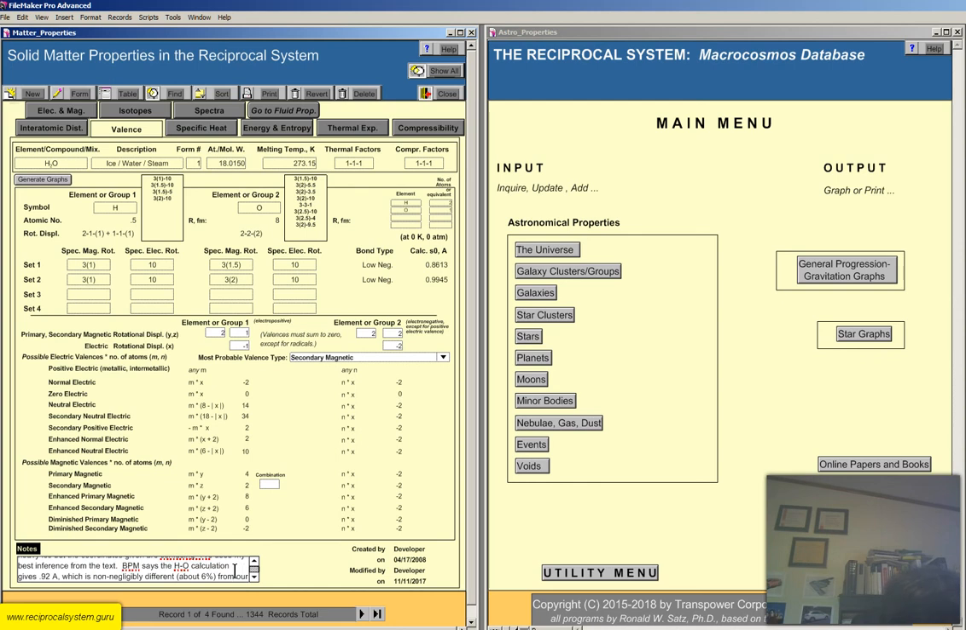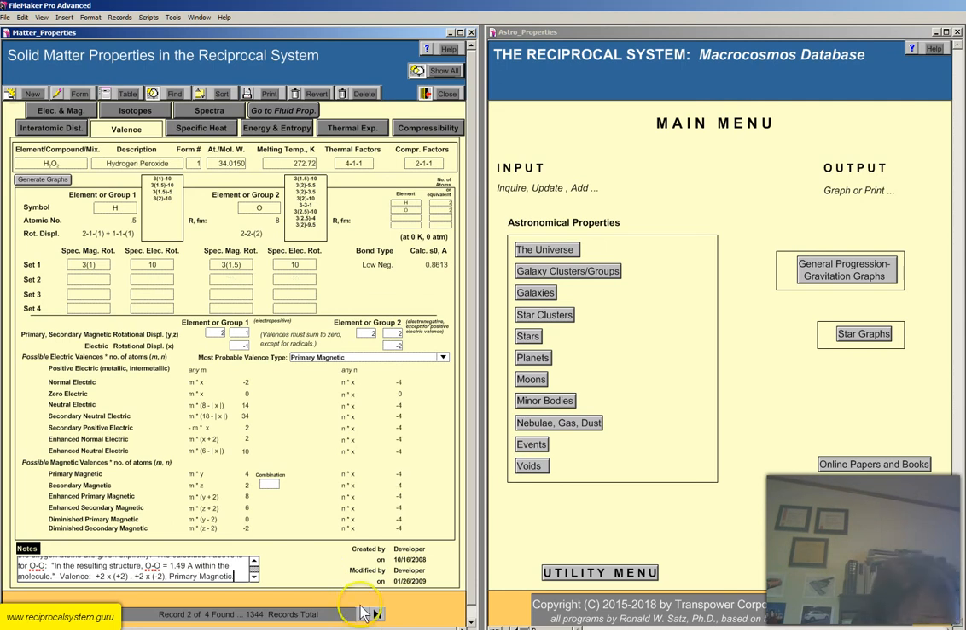Basic Properties of Matter says that the HO calculation gives 0.92 angstroms, which is not negatively different, about 6% from our calculation. Not clear where the error is. I don't know what that problem is. So anyway, in recent years, many forms of ice have been found, and so on and so forth. So anyway, let's see. What else do we have?